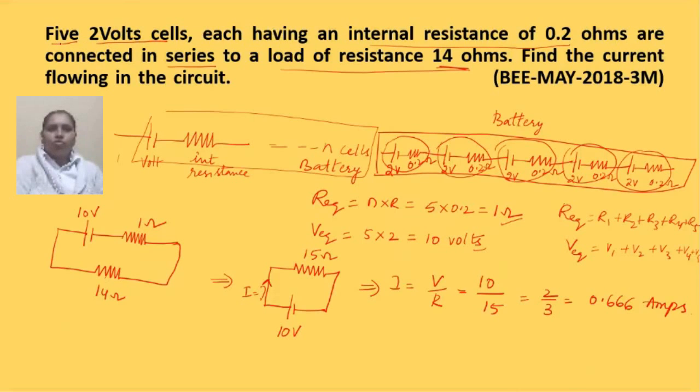Have you understood how we have done this? Here 5 cells of 2 volts and internal resistance of 0.2 are connected in series with the load. As they are connected in series, we calculated the equivalent voltage and equivalent internal resistance of the battery. Then we connected it to a load, and found the value of current using this formula. This is how you have to solve numericals depending on the question given. You have to first analyze the circuit, draw the circuit, then find out the required parameters being asked.